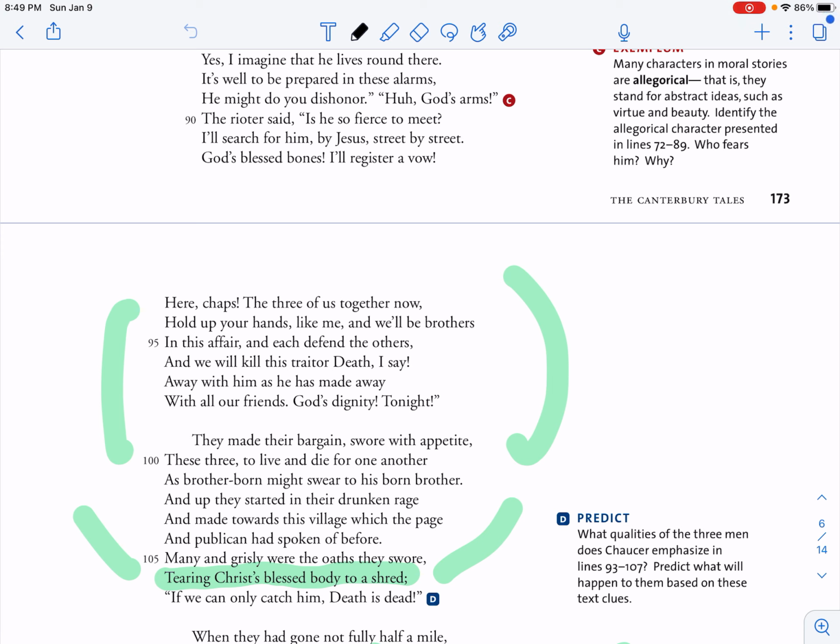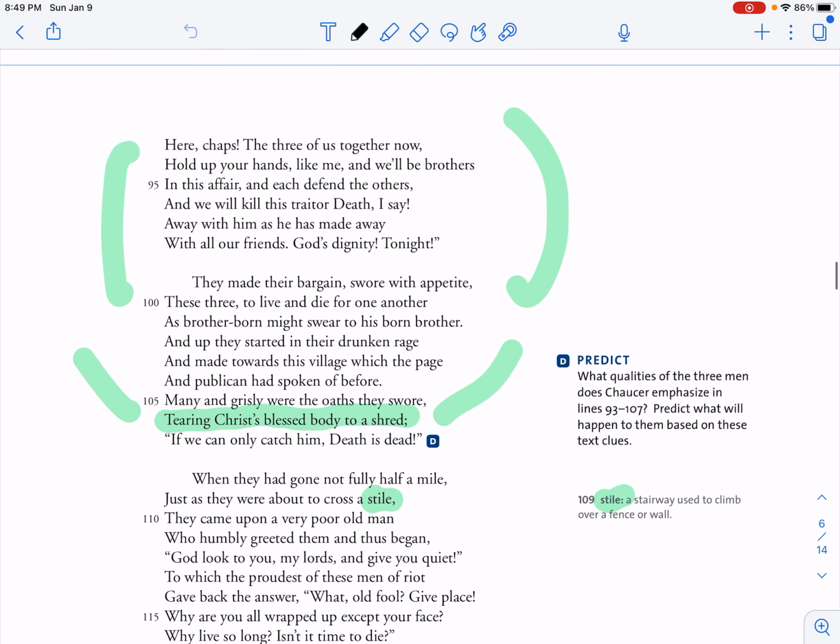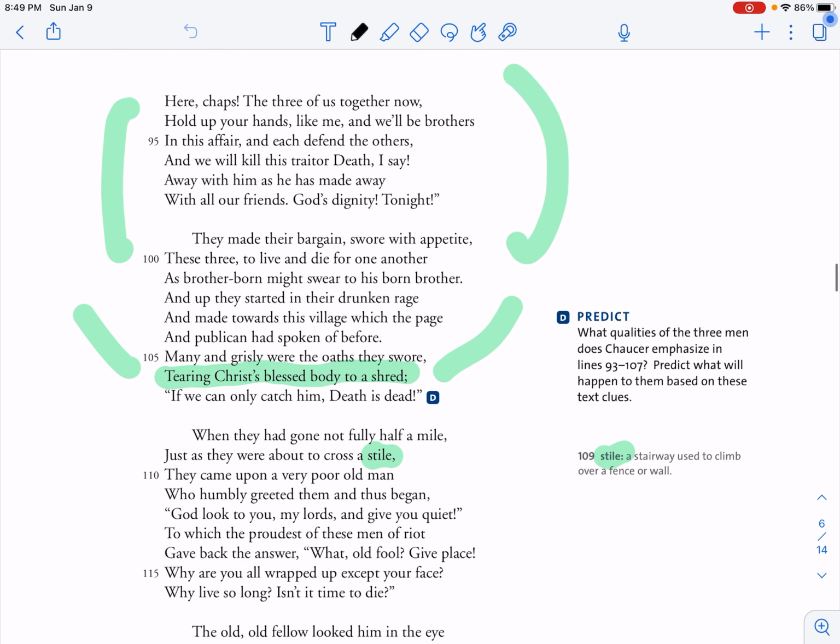The rioter said, is he so fierce to meet? I'll search for him by Jesus, street by street. God's blessed bones, I'll register a vow. Here, chaps, the three of us together now. Hold up your hands like me, and we'll be brothers in this affair, and each defend the others. And we will kill this traitor Death, I say. Away with him as he has made away with all our friends.